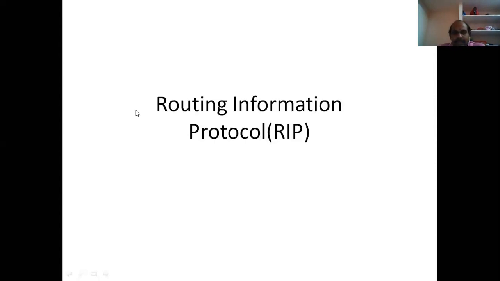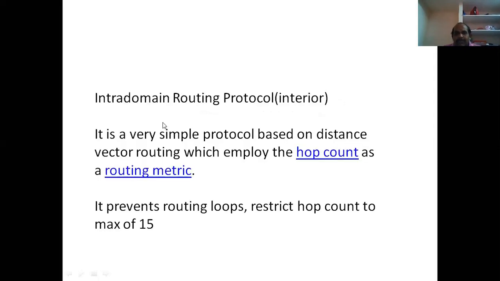Today I will be discussing Unit 5, Routing Information Protocol, RIP. RIP comes under the category of intra-domain routing protocols. We have seen two different types of protocols: intra-domain and inter-domain. RIP and OSPF all come under intra-domain routing protocols, that is, interior routing, and can be applied only within a particular autonomous system.